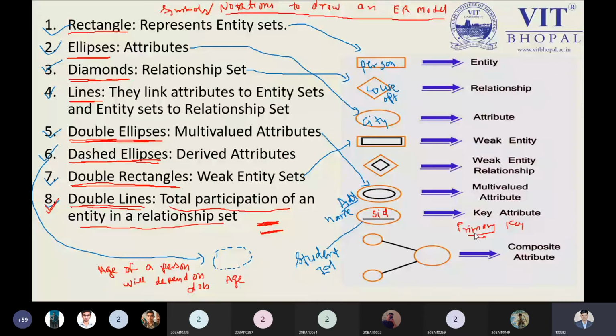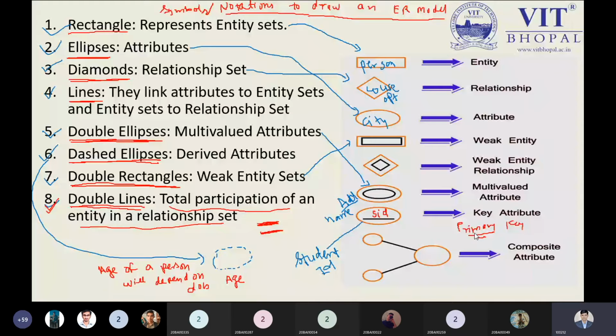And ellipses are used to draw the attributes. So city would be an ellipse. City would be the attribute, as you can see, which is directed by the arrow symbol. And diamonds are used to represent the relationship set, or one relationship. So the diamond is just over here. As a student or faculty, students are opting for the course. So course opting becomes the relationship.